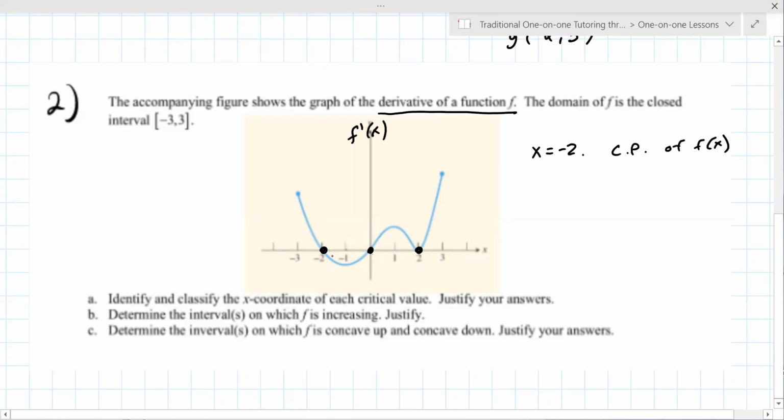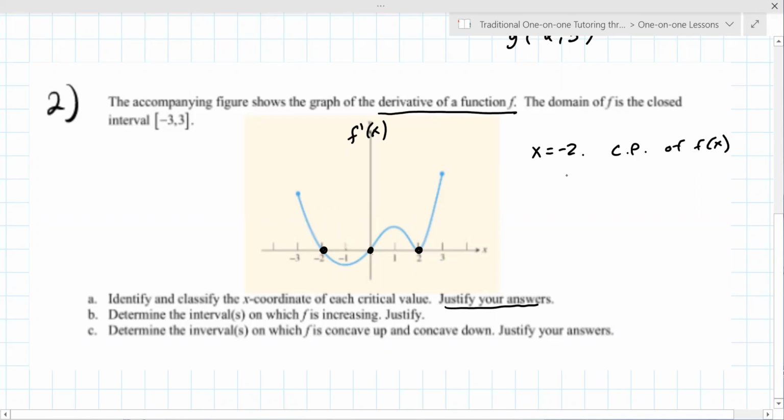And the reason is because the derivative goes from positive to negative. And in terms of the original function, that means it went from increasing here, even though this is going down, to decreasing here. So that's for sure one of them. Justify your answers. You actually have to do something with what I just said there.